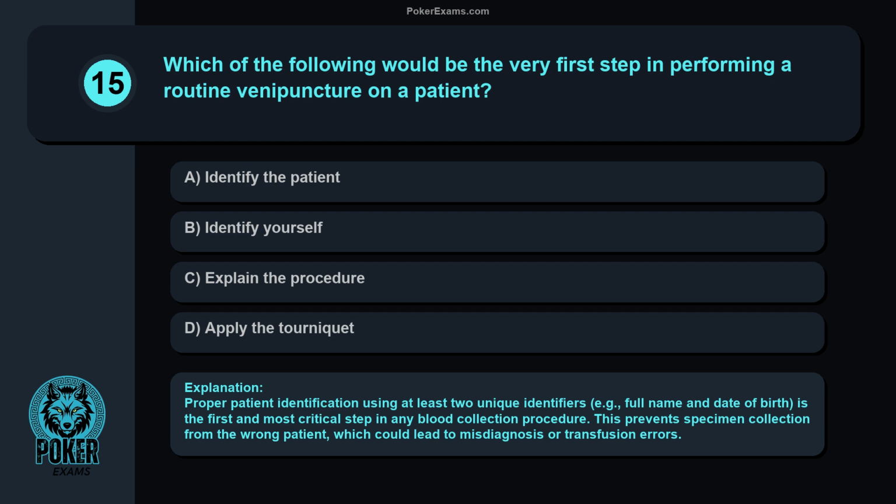Proper patient identification using at least 2 unique identifiers, e.g., full name and date of birth, is the first and most critical step in any blood collection procedure. This prevents specimen collection from the wrong patient, which could lead to misdiagnosis or transfusion errors.